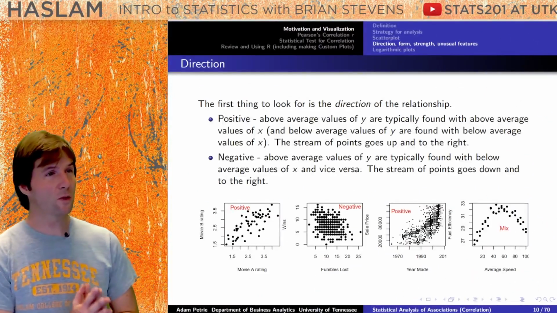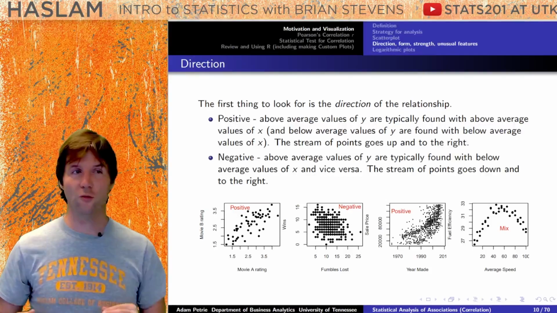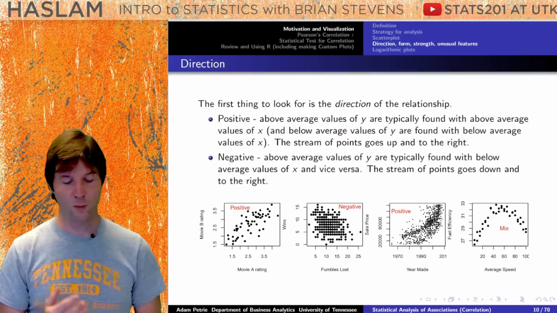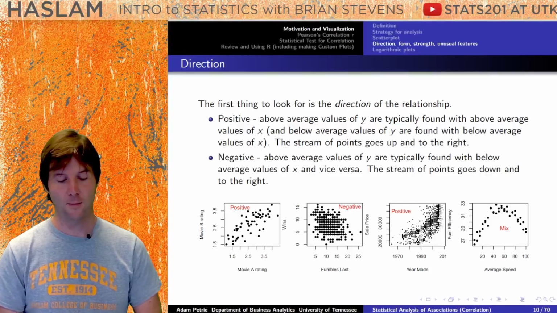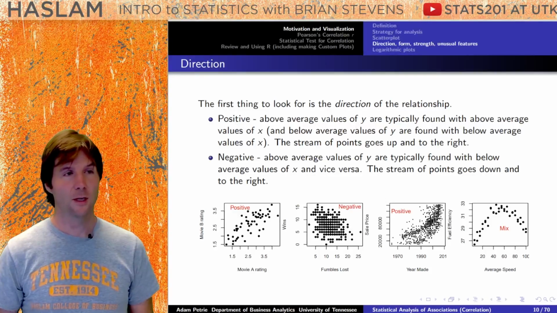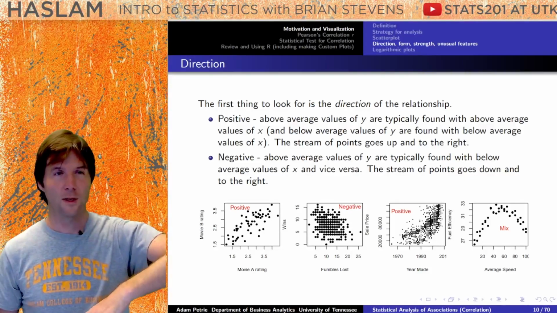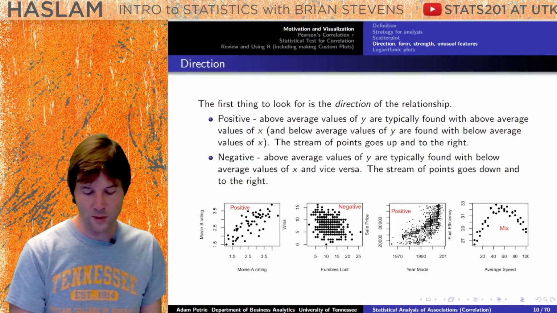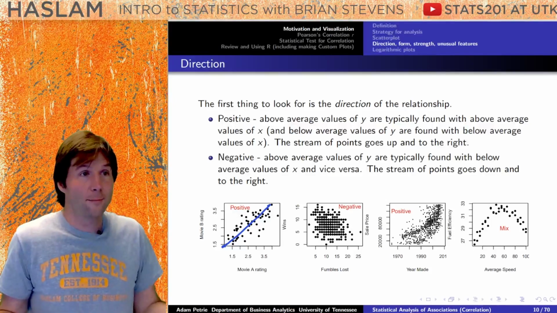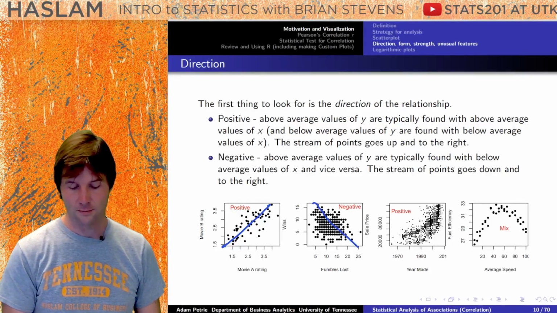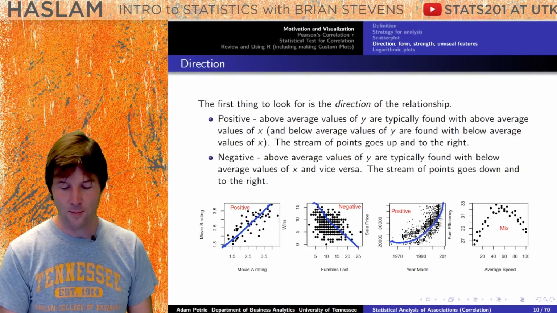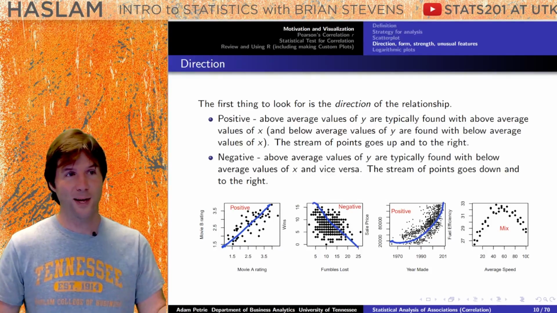So here we are with some of those terms we just mentioned. Strength, direction, form, unusual features will be covered right now. So when it comes to direction, there are really two directions: positive, negative. And there's kind of neither. Think about these points right here. Well, they go up, positive. They go down, negative. They still go up. Even if it curves, they still go up, positive.